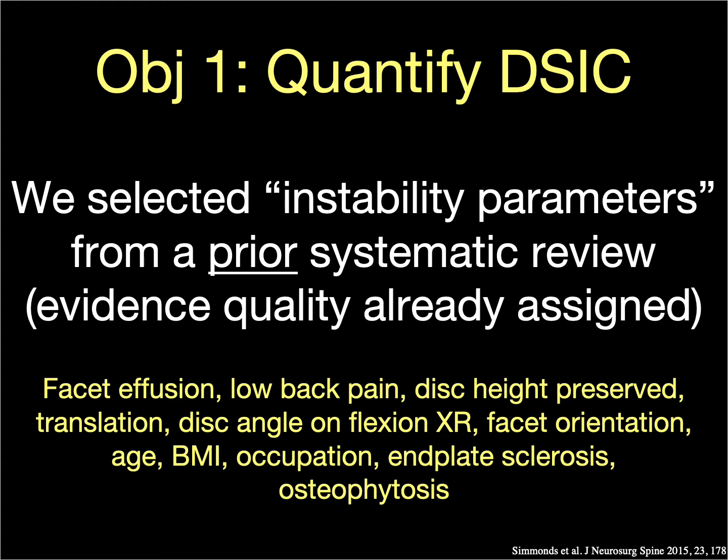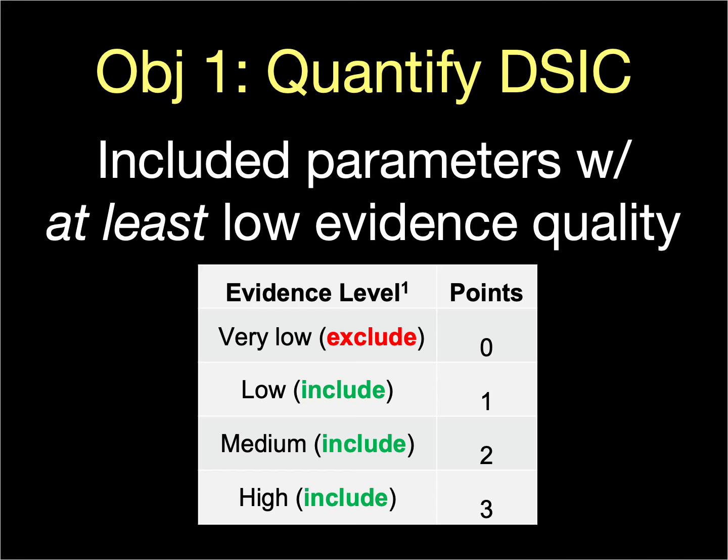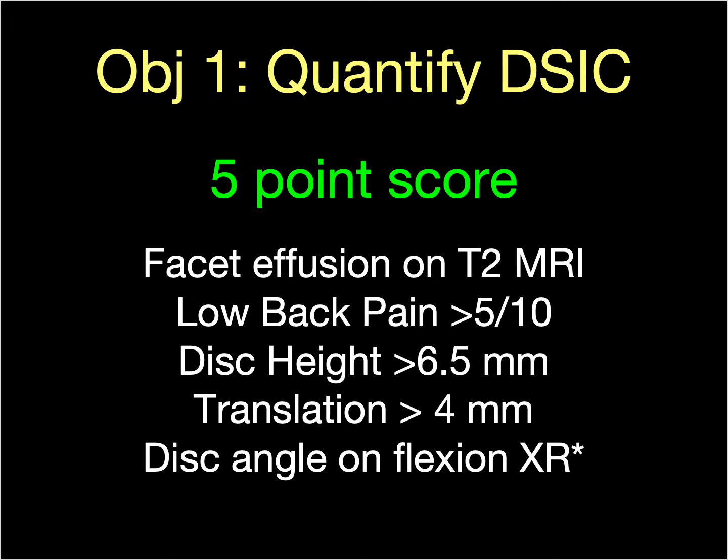The evidence quality was assigned to all of these different parameters. There are more. The point here is not to memorize them all, it's just to show that we reviewed many of them. We excluded parameters that had very low quality evidence, and we included parameters that had at least low quality evidence or better supporting, and assigned a point value based on the level of evidence. Here you can see the 5-point score that remained.